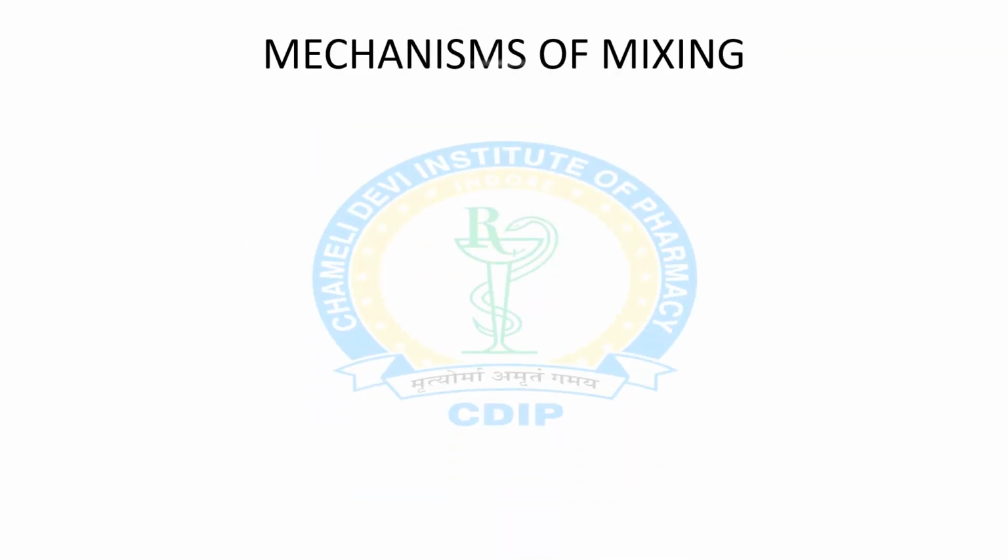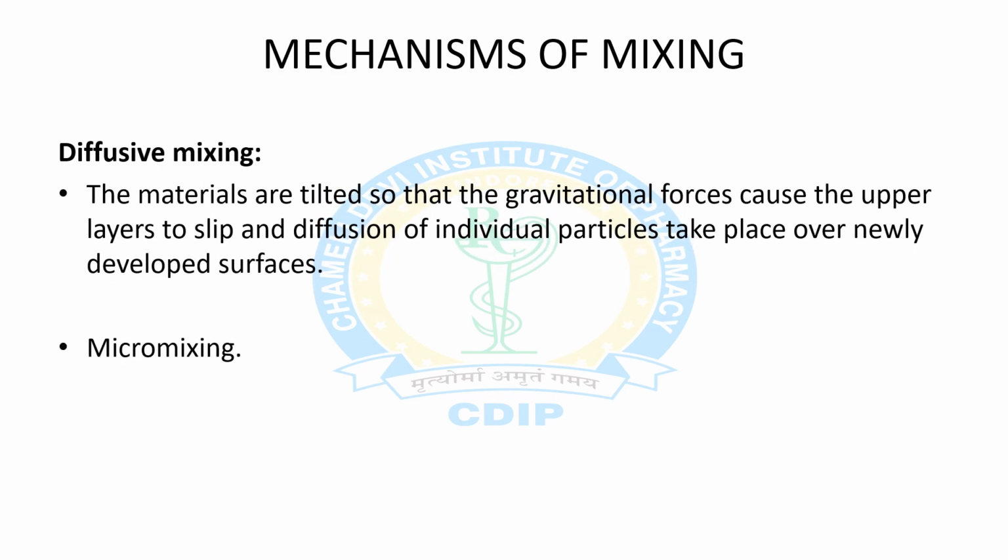The third mechanism of mixing is diffusive mixing. So here the materials are tilted so that the gravitational force causes the upper layer to slip and the diffusion of individual particles takes place over newly developed surfaces. So in diffusion mixing, what happens when materials are tilted? Then due to gravitational force, the upper layer will slip over newly developed surfaces. So this is called the diffusive mixing, and it is also known as micro mixing.